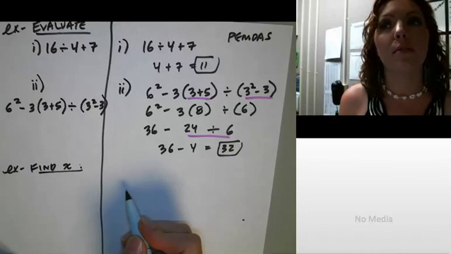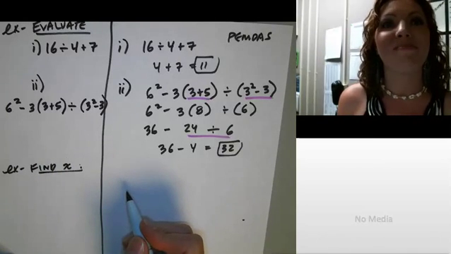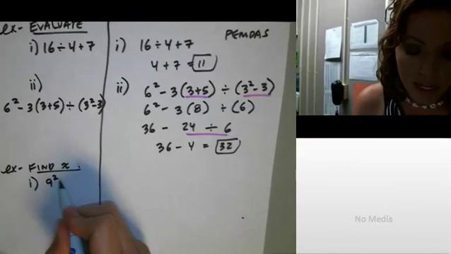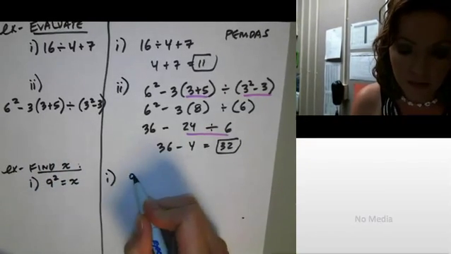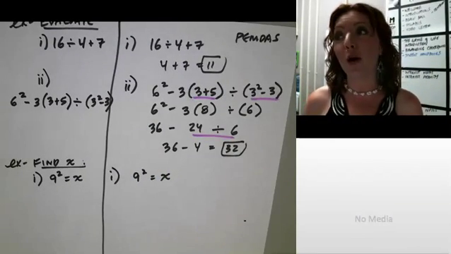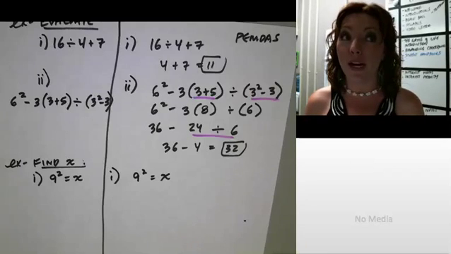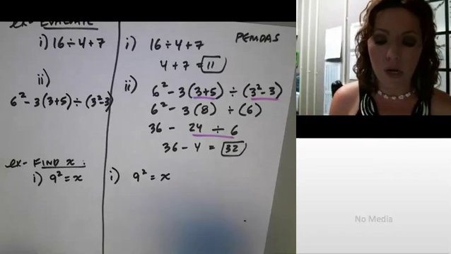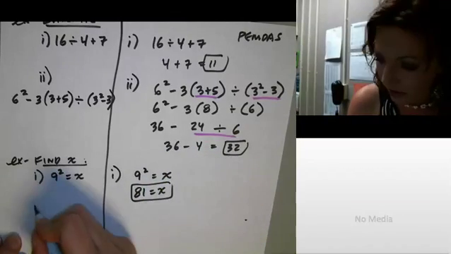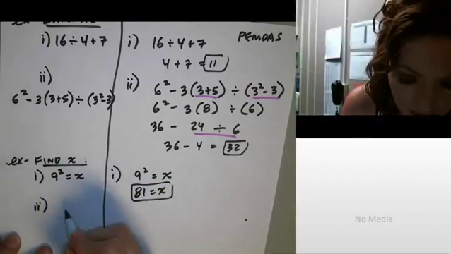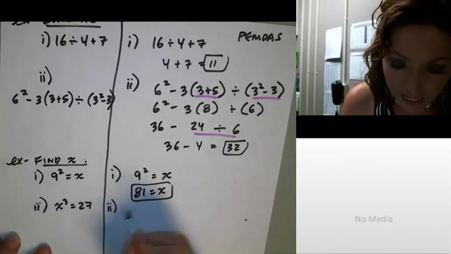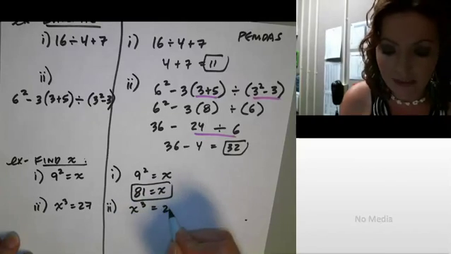Next, find x. Am I going too slow? Too fast? Okay. 9 squared equals x. This is not a trick question. I know it might look like one, but it's not. What is 9 squared? See how easy we start out? Super easy. Okay. x to the third power equals 27.